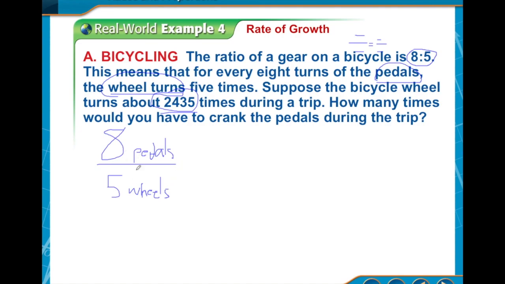Okay, so this is the ratio that these go in. Every 8 pedals is 5 wheels. So if I pedaled 16 times, when I double it, I should get 5 times 2, 10 wheel turns. So now they give us this huge number. Suppose the bicycle wheel turns 2,435 times. So we're talking about wheels. So we'll put that number in our denominator. 2,435 of these wheels.